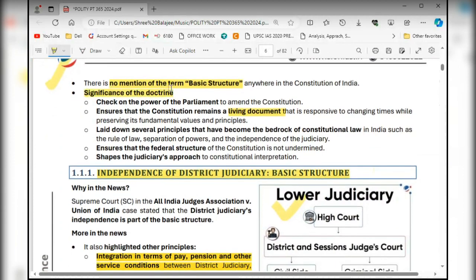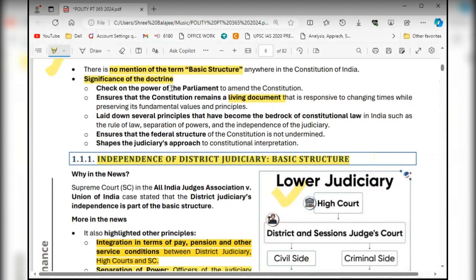Then the significance of the doctrine. What is the significance of this doctrine? It checks the power of parliament. It is a living document.